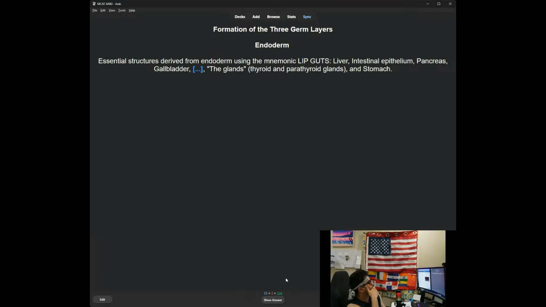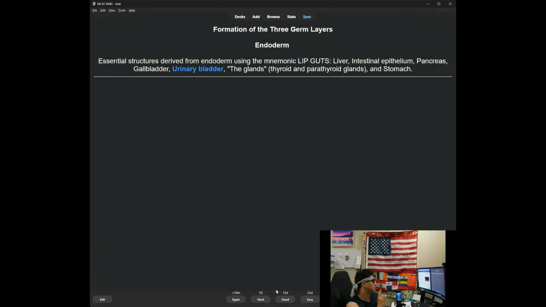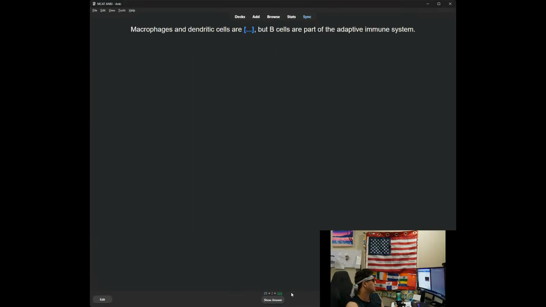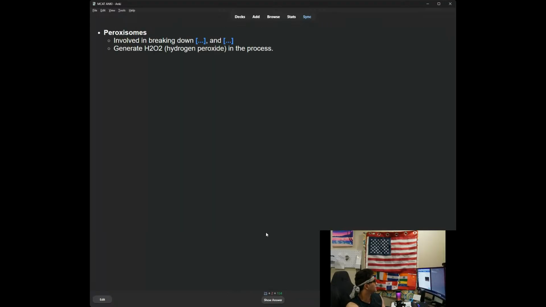Pancreas, gallbladder, urinary bladder. Also have the lungs and the urethra. No, that's not there. Macrophages and dendritic cells are part of the innate immune system.